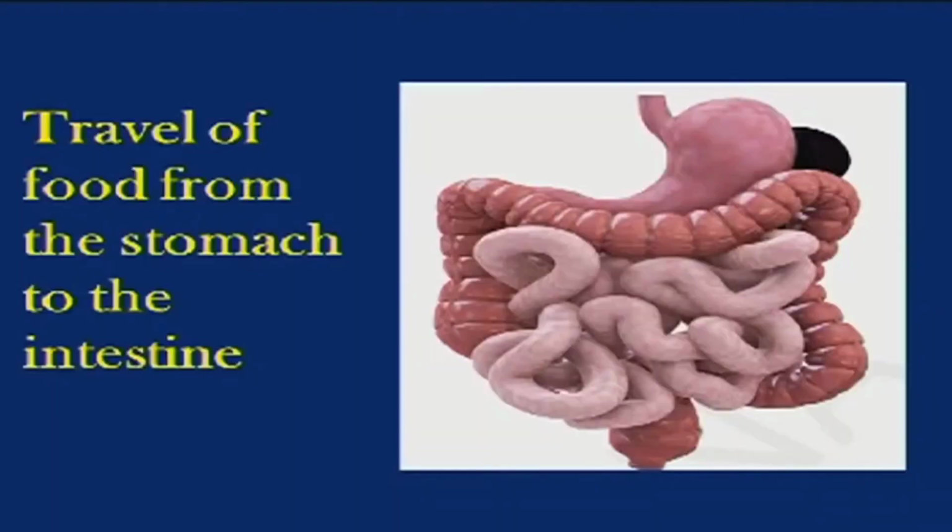Travel of food from the stomach to the intestine. Entry of chyme into the duodenum. The small intestine meanwhile receives bile juice from the liver and pancreatic juice from the pancreas, and the intestinal glands present in the wall of the small intestine also secrete intestinal juices. So, the chyme is thoroughly mixed with all these juices and its acidic nature is converted into an alkaline medium.